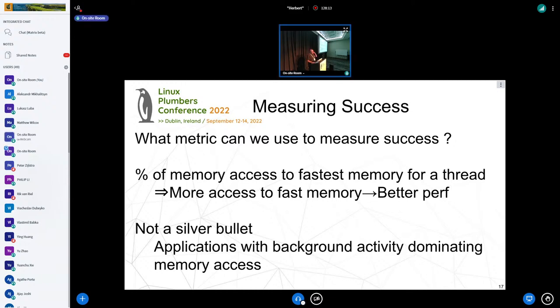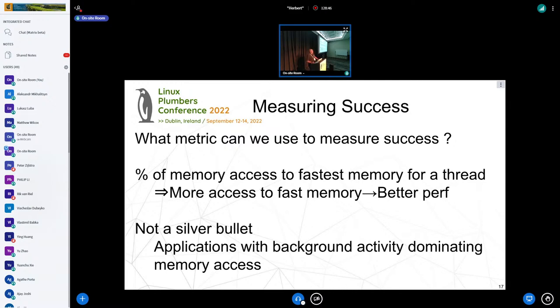And one of the big questions is how do you measure success, really? How do you know that you're taking the best decision? The metric people have been using is really the percentage of memory accesses that use the fast memory. If your application is using 100% of its memory accesses going to the fast memory, then you should assume that there is no regression from a performance point of view. But if 50% of your memory accesses are now going to the slower memory, then there is a large chance that your application is going slower than it could go.